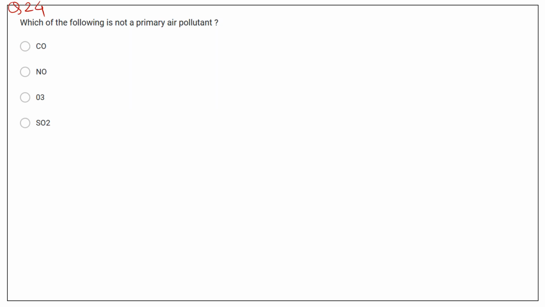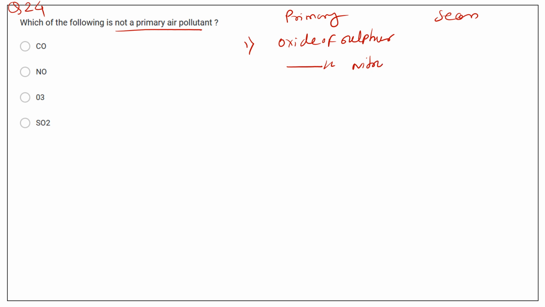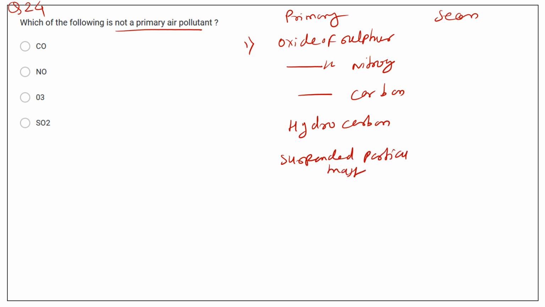Question number 24. Which of the following is not a primary air pollutant? Okay, so there are different air pollutants, primary and secondary. Primary air pollutants are oxides of sulfur, then oxides of nitrogen, oxides of carbon, fourth is hydrocarbon, fifth one is suspended particulate matter, and last one is lead.